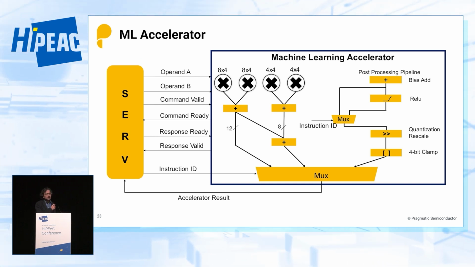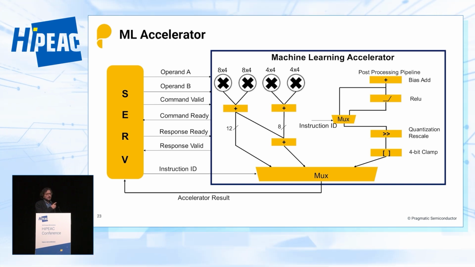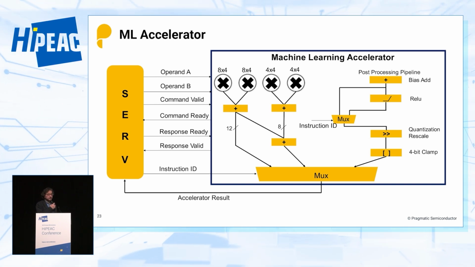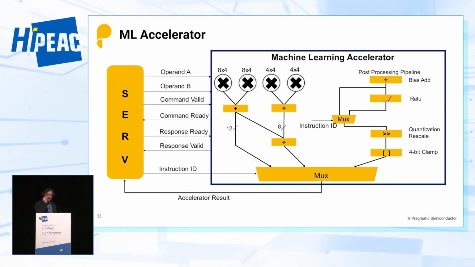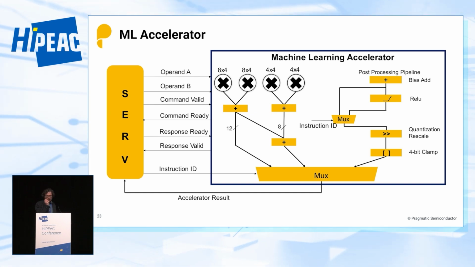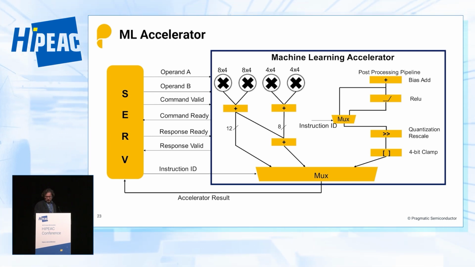So we added a very simple ML accelerator. It was SIMD based. This was done actually by Harvard, and it's tightly coupled to Serv. So we added about 4 instructions to the ISA to program this accelerator.